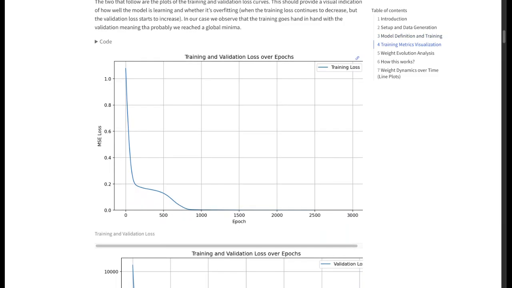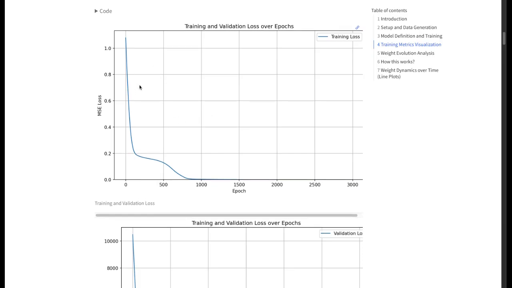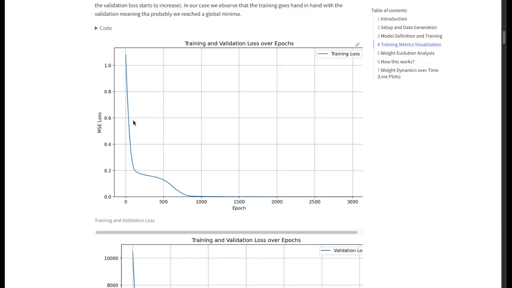So let's go to the more important stuff. First of all, the training loss went down really fast. Around epoch number 100, we had the first drop from 1 to 0.18. Then it plateaus. It's quite normal.